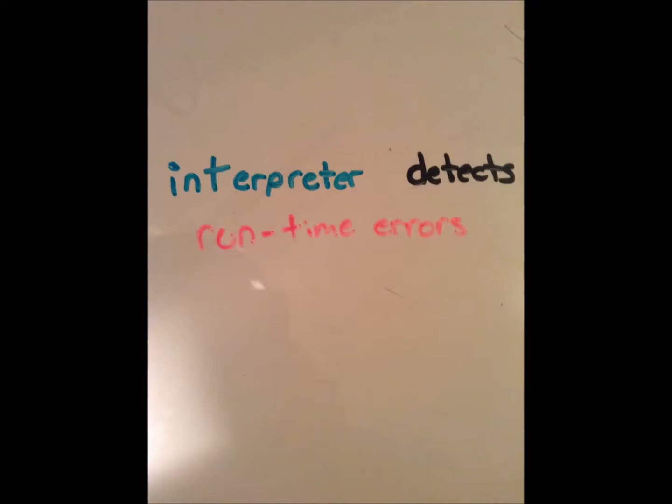If an error occurs while running the program, the interpreter will catch it and the program crashes and burns. Errors detected by the interpreter are called runtime errors. Runtime errors are usually caused by faulty logic in the program, such as causing the computer to try to divide by 0.